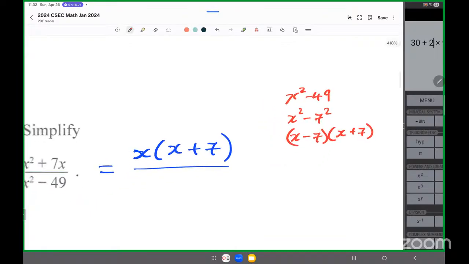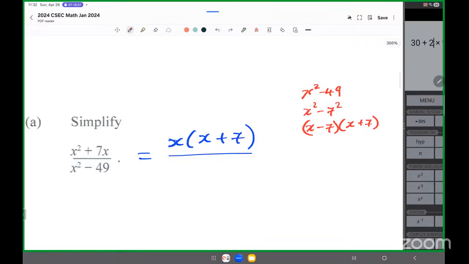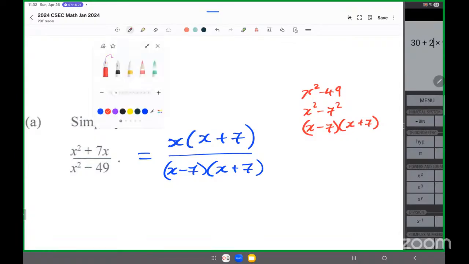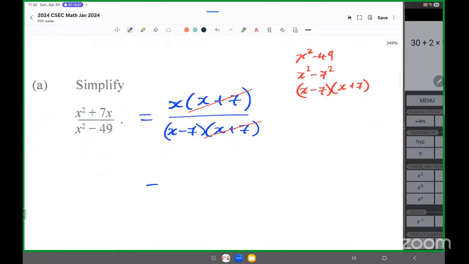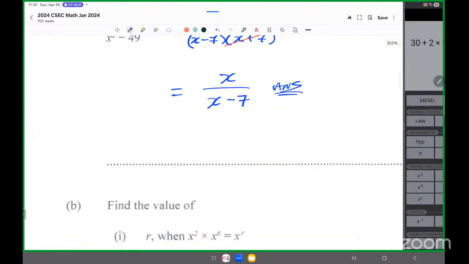That's what that is. So I'm going to put this factor under here. So it's going to become x minus 7 times x plus 7. Now what happens is that this x plus 7 cancels with this x plus 7. And I'm left with x over x minus 7 as the answer. So that simplifies to x over x minus 7. That's the answer right here. Very good. Next one.